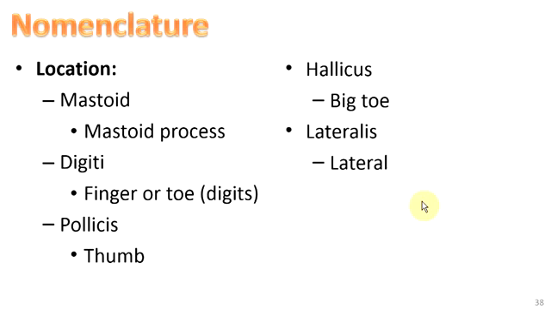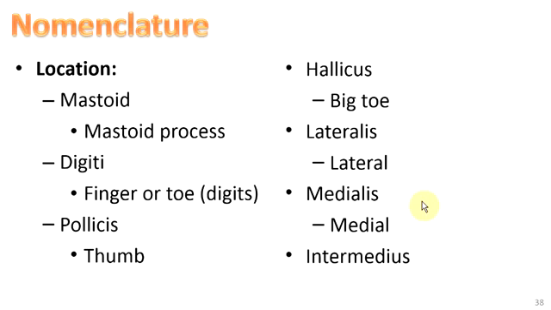Lateralis means that it's more lateral. Medialis means that it's more medial. And intermedius means that it's in the middle. Okay, so we'll talk about the quadriceps group, and we'll talk about every single one of those terms.